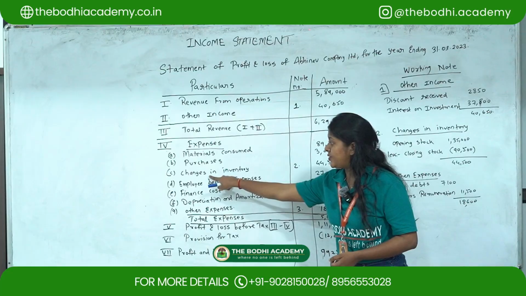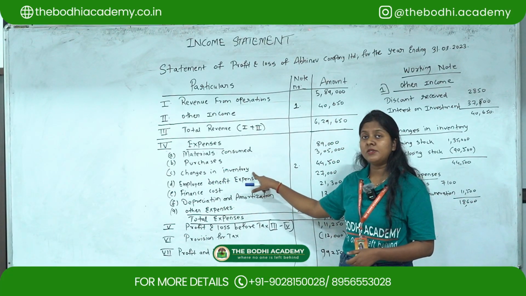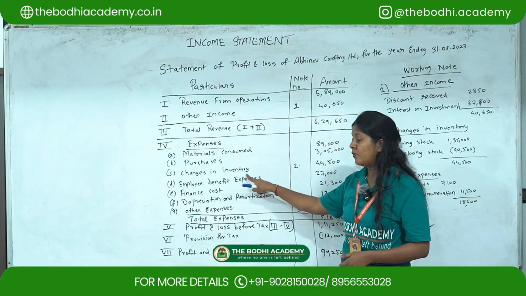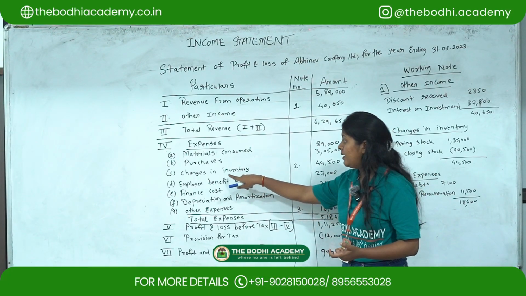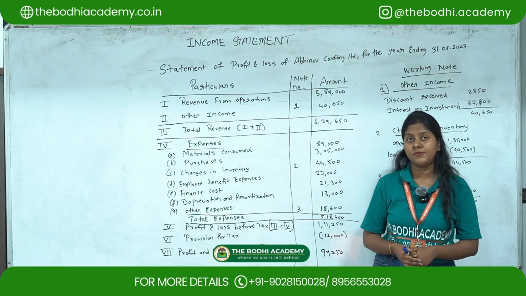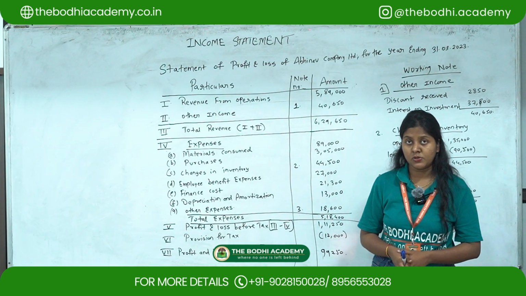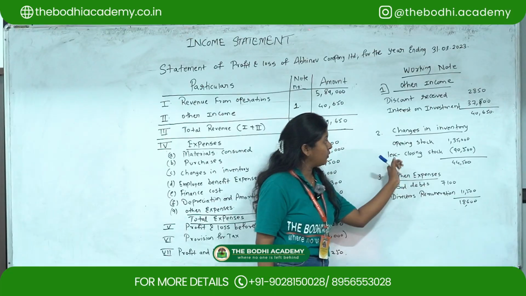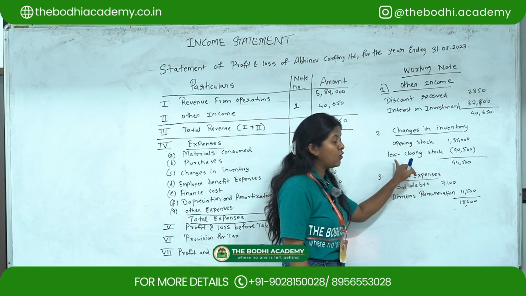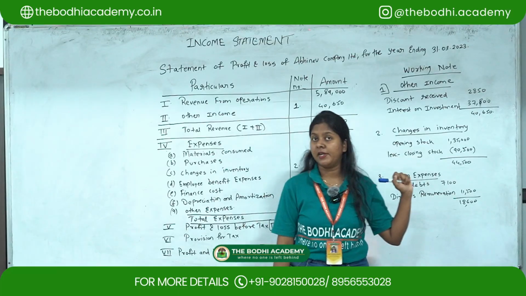Then C is changes in inventory. Inventory means stock, and you have to remember the formula to calculate it. Changes in inventory is equal to opening stock minus closing stock. As we know, stock is divided into two types, opening and closing stock. Whatever the adjustment says, you take the opening stock and minus the closing stock. This is how you calculate changes in inventory.